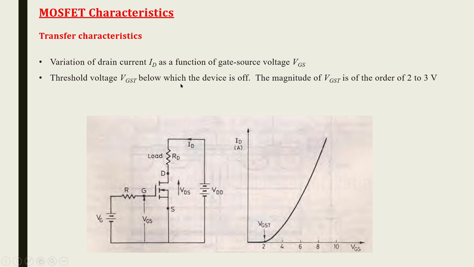So this is the transfer characteristics, that is the graph of ID versus VGS, output current with the input voltage. After the threshold value VGST, the MOSFET starts conducting, and the current flows from drain terminal to source terminal. After that it increases linearly. So this is the transfer characteristics of power MOSFET.